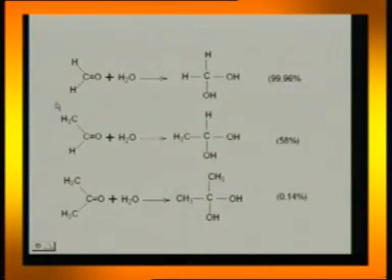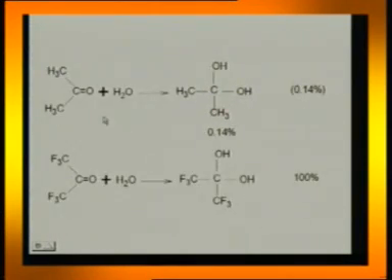Well, in case of formaldehyde, the reaction with water goes with almost 100%, and if we take acetaldehyde, the reaction is almost 58%, whereas in case of ketones the reaction is much slower. We mentioned that the aldehydes, and especially the least sterically hindered carbonyl group in case of formaldehyde, gives the fastest product, whereas in case of acetaldehyde and ketones the reactions are relatively slower.